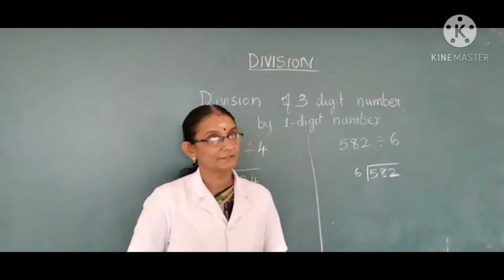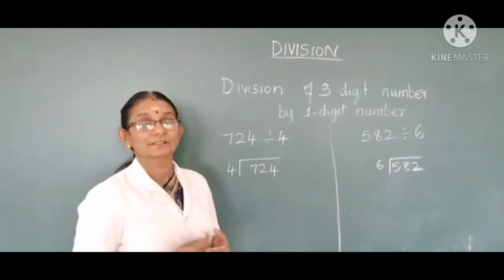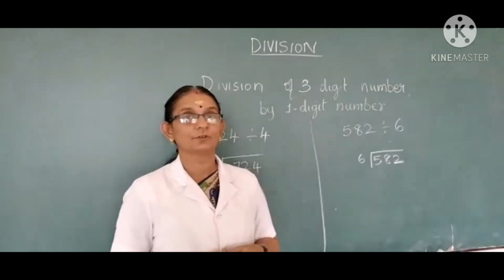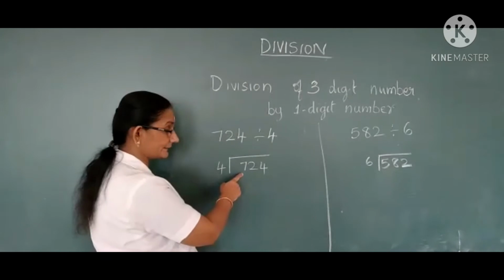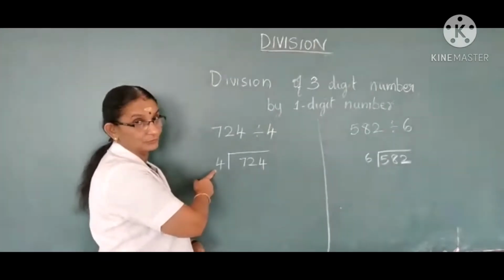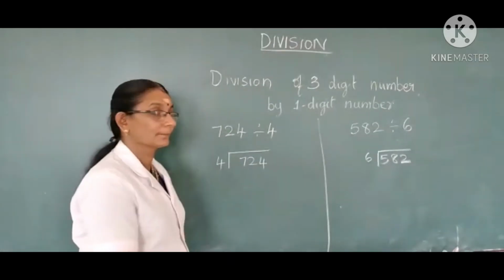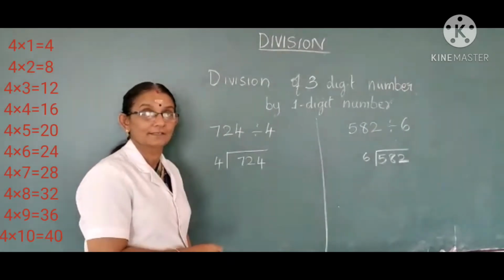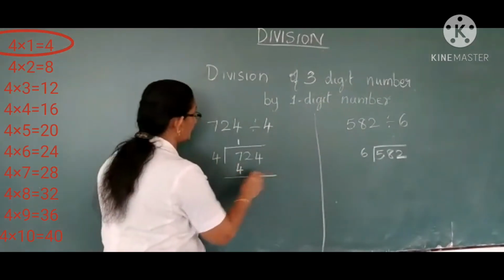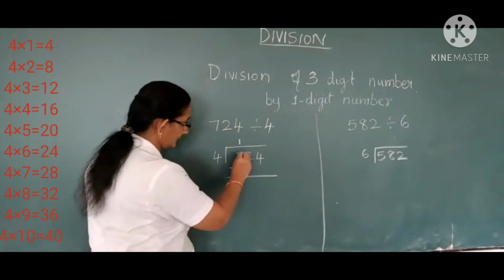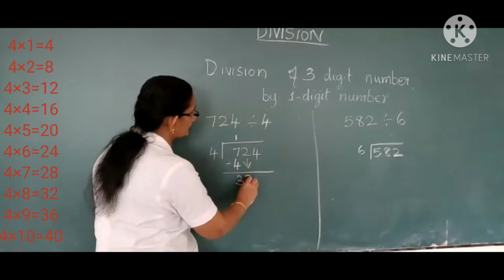Now let us learn the division of 3-digit numbers by 1-digit number. First, let us divide 724 by 4. So, you can see that the first digit is greater than 4. So, you have to consider the first digit only. So, how many times 4 goes in 7? Only 1 time, isn't it? Because 4 ones are 4. And subtract it. Now, 7 minus 4 is equal to 3. Then bring down the next digit.